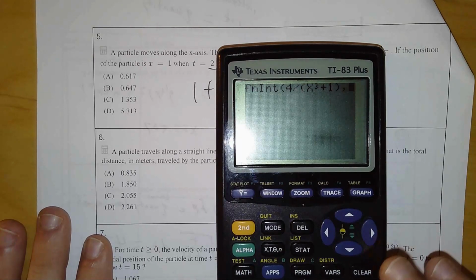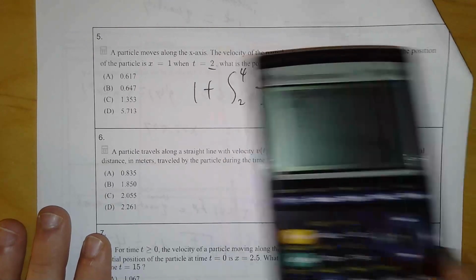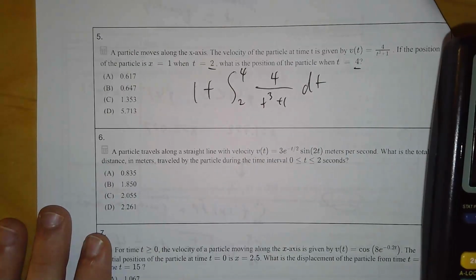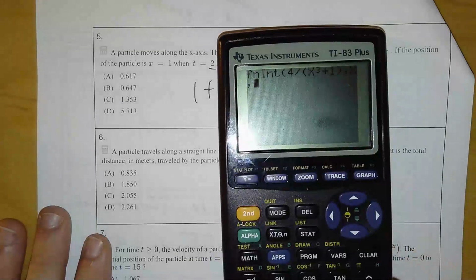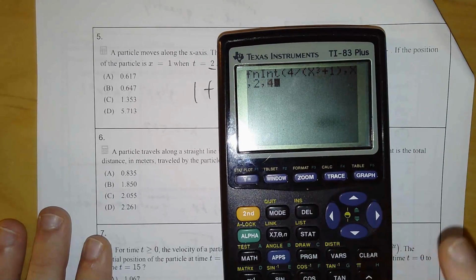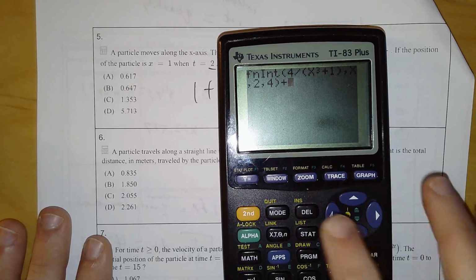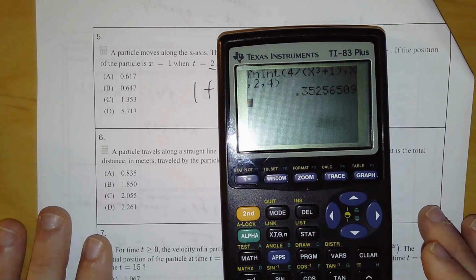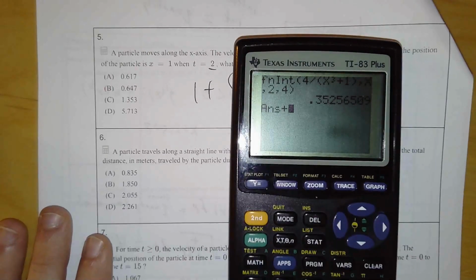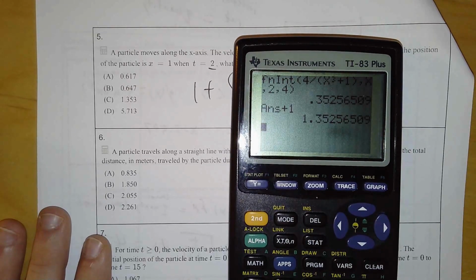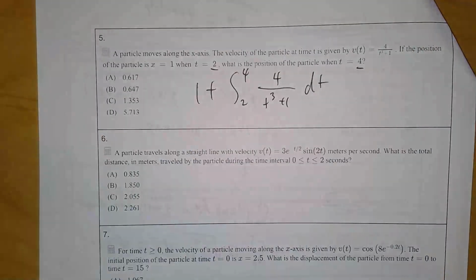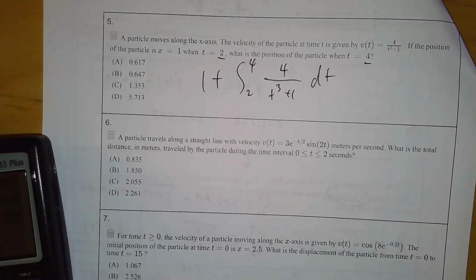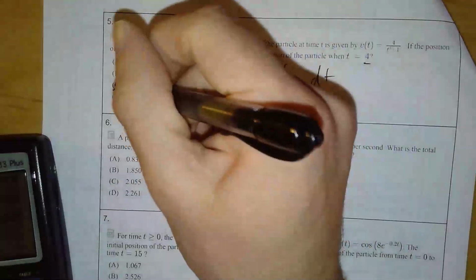And then I'm going to do comma, x, comma, 2 comma 4. Close it. Close it. 0.352 plus the 1 is 1.353, which is C. Okay. There we go.